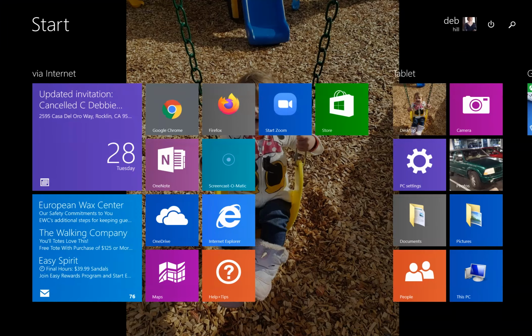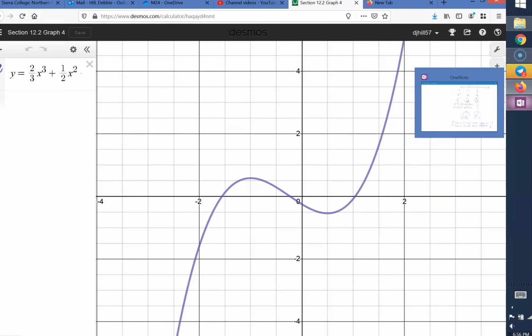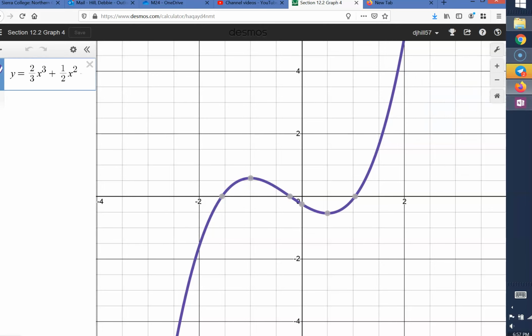Okay, so let's look at the graph. So when x is -1, there's the point where x is -1, and sure enough, we have a local max. And then when x is 1/2, we have a local min.